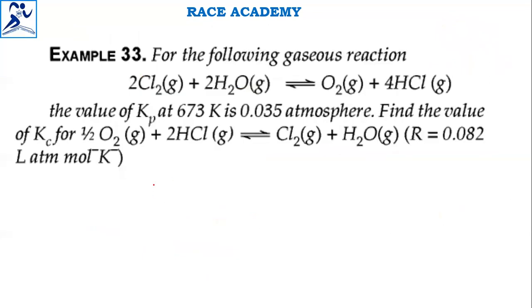For the following gaseous reaction, 2Cl2 plus 2H2O gives rise to O2 plus 4HCl, the value of Kp at 673 Kelvin is 0.035 atmospheres. Find the value of Kc for the reaction half O2 plus 2HCl gives rise to Cl2 plus H2O. The R value, 0.082 liter atmosphere per mole per Kelvin, is given.